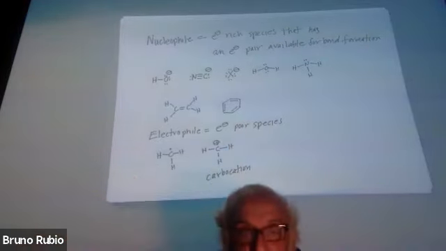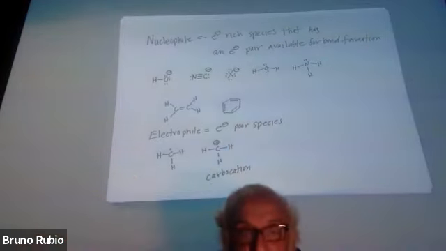Another electrophile that we're going to be seeing quite a bit of will be, and this is a little bit more subtle, what if we have a carbon atom that is bonded to a highly electronegative atom, such as a halogen?